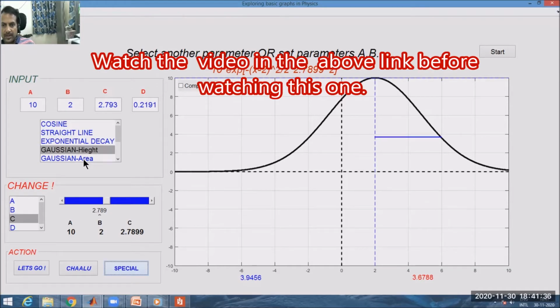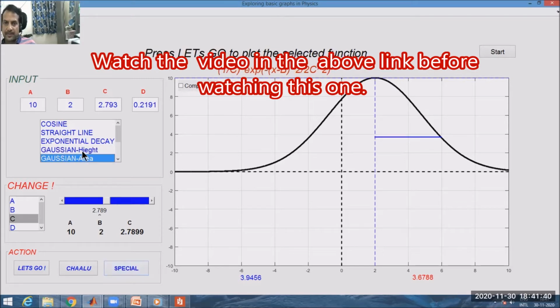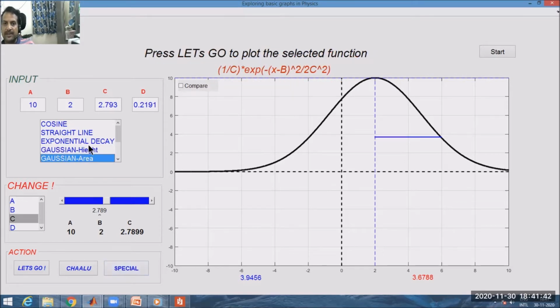Now let's look at the Gaussian area function. The Gaussian area differs from the Gaussian height function only in the way the parameter c appears. The parameter c appears both in the denominator in the exponential, and it also comes as a multiplicative factor. There will be only two parameters, that is b and c. So the role of b is exactly identical, and the role of c, let us see what happens.